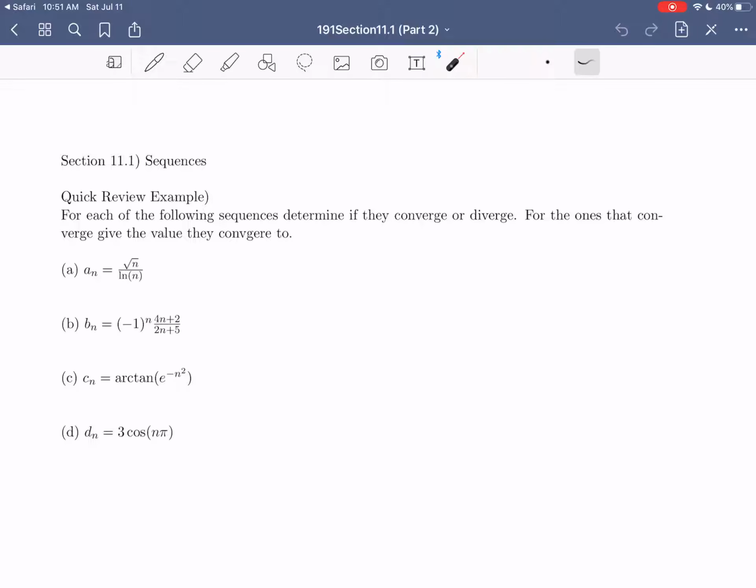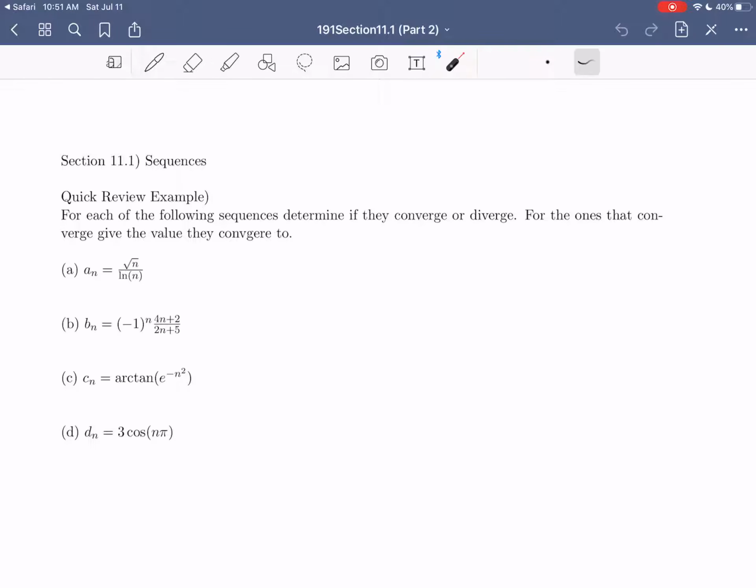In today's video, we're going to be finishing up section 11.1 from your textbook, which introduced us to the concept of sequences. To do this, we're going to begin by taking a quick look at a sort of review example, just making sure that we're still comfortable with the idea of analyzing whether or not a sequence converges or diverges, and determining what the limit of a convergent sequence is.